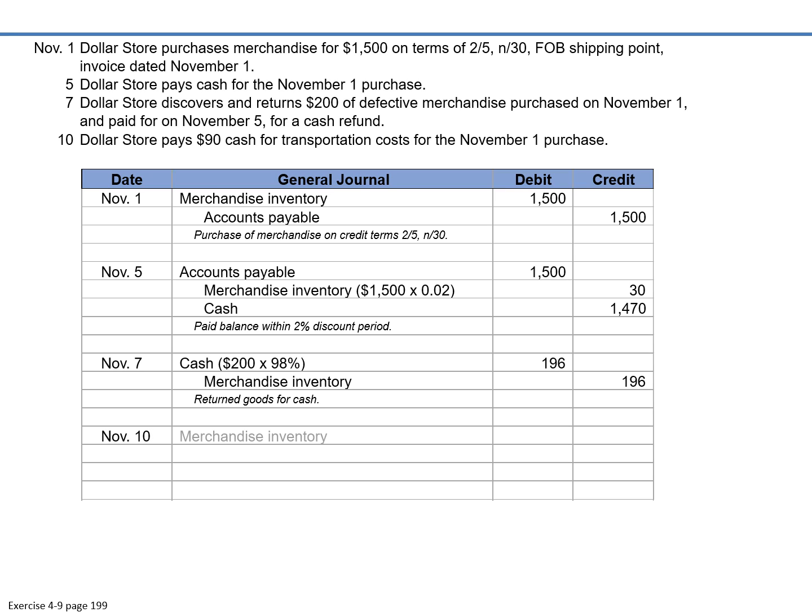Then on the 10th, Dollar Store pays $90 cash for transportation costs from the November 1st purchase. So FOB shipping point, the buyer is responsible for the goods and the cost of transporting those goods to their location. And so that just becomes part of merchandise inventory costs. So that's an increase of inventory at $90 and a reduction of cash for $90.